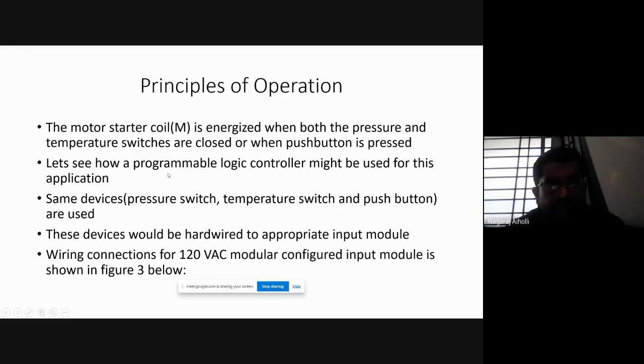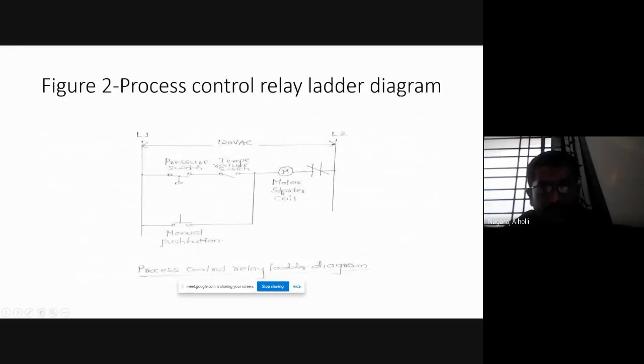Fine. Let's see how a programmable logic controller is used for a particular application. Now here we have drawn the ladder diagram. This is the relay ladder diagram as it is called, using these switches, temperature switch, motor coil arrangement, but the same can be drawn using symbols, and that symbolic diagram is called the ladder rung diagram or ladder instructions, which is for PLCs, programmable logic controllers.